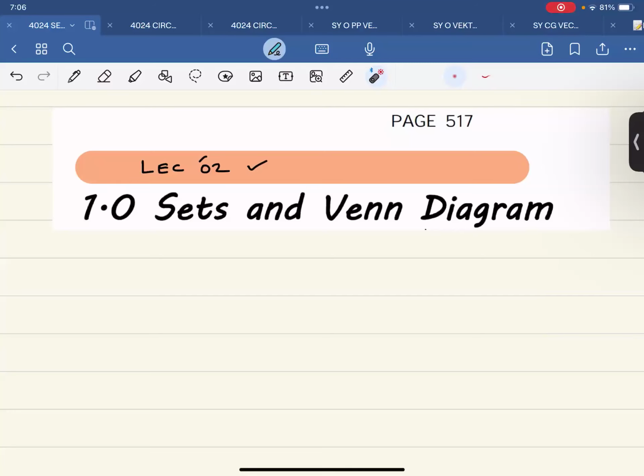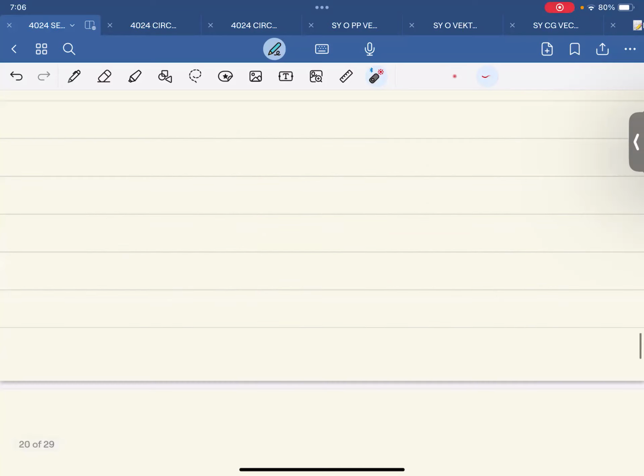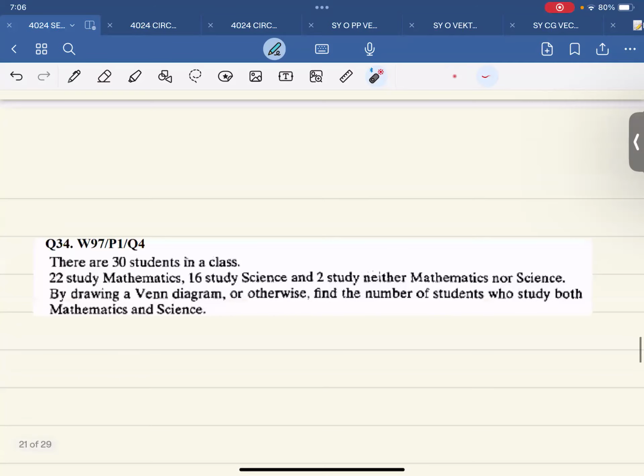We are starting with the second lecture of set notation and Venn diagram. Last time we talked about the basics of set notation and proper set, intersection, union, Venn diagram, the shading, and so on. Now, let's try out some past paper questions.